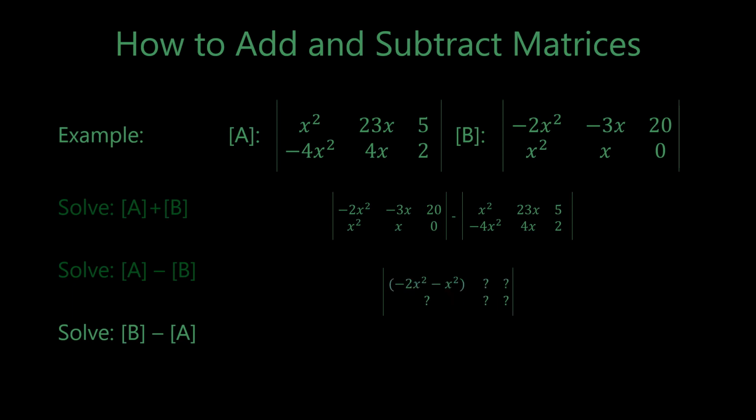So we're going to get negative 2x squared minus x squared, so negative 3x squared. Negative 3x minus 23x, and that's negative 26x. 20 minus 5 is 15. X squared minus negative 4x squared, and that's 5x squared. X minus 4x, so negative 3x. And 0 minus 2 is negative 2.